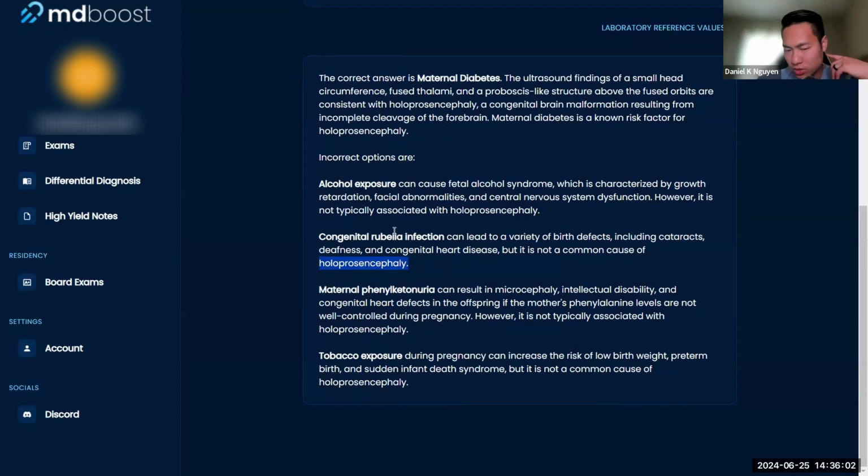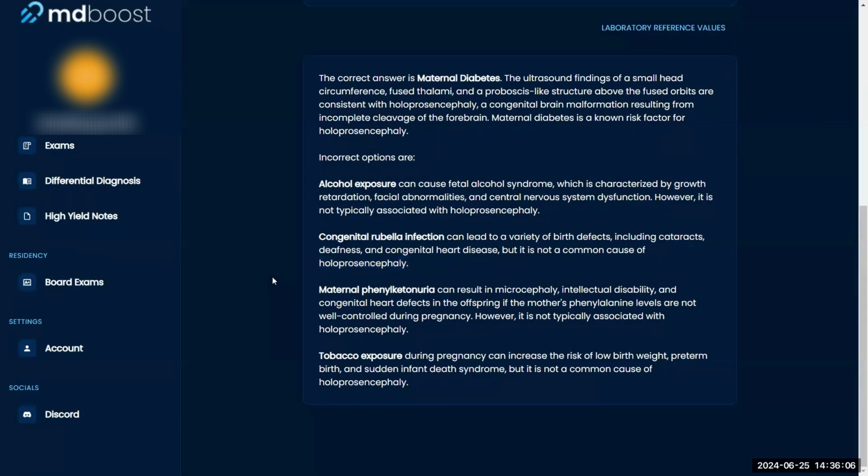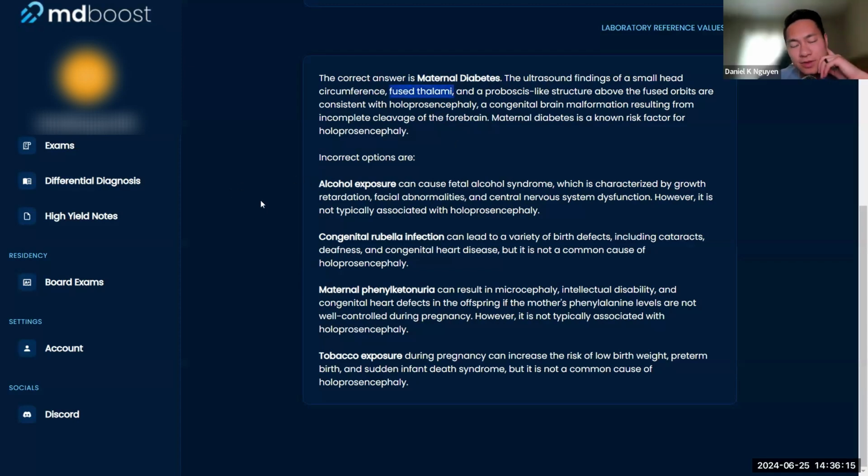Have you ever heard of the word holoprosencephaly by any chance? Yeah, definitely I've heard of it. But I didn't realize it was the proboscis-like structure. Yeah. But that also makes sense.